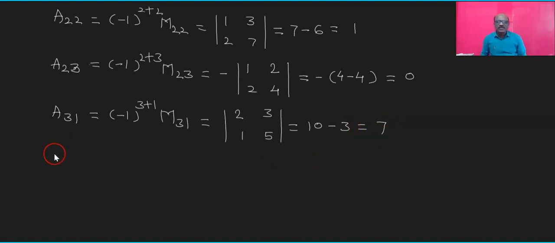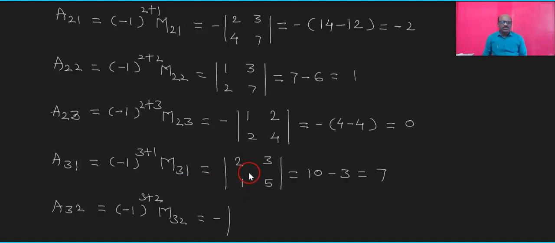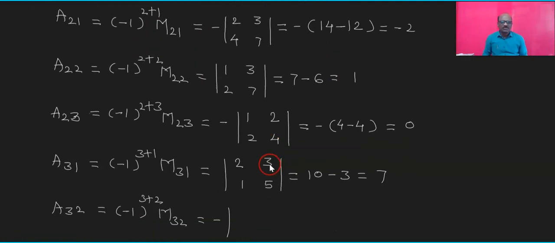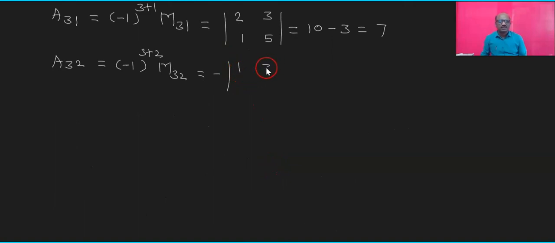Next is A32, that is minus 1 raised to 3 plus 2, M32, that is a minus. Here M32, delete the corresponding element in the column and the row, you will get 1 3 1 5. And that's why there is 5 minus 3. Overall, you will get minus 2.